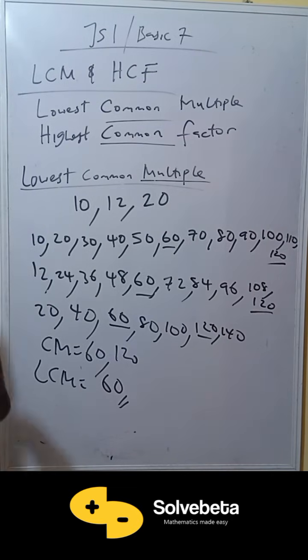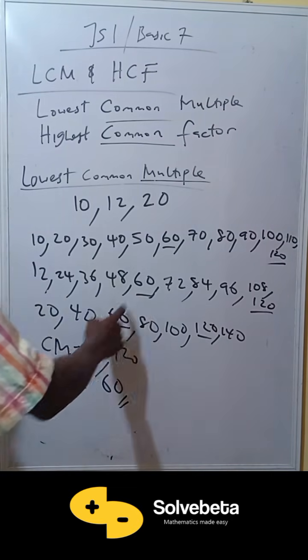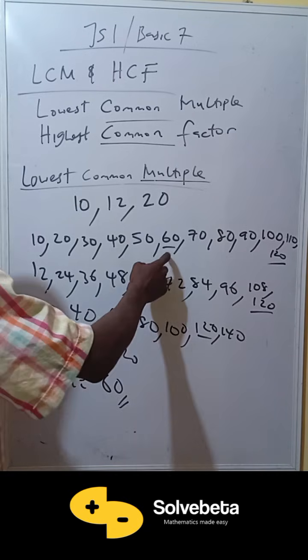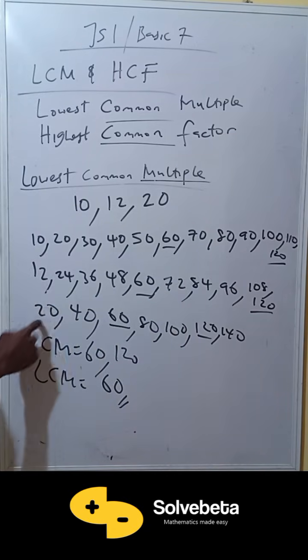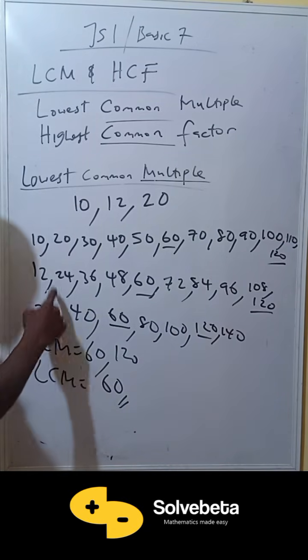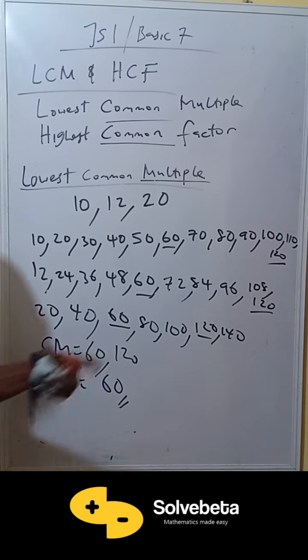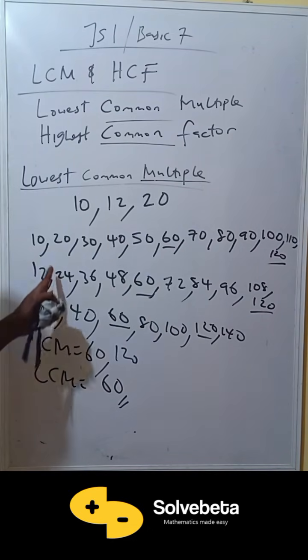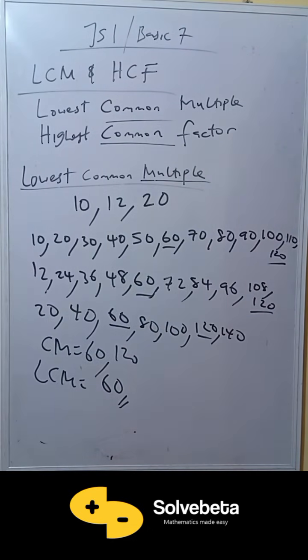Now, if 60 is a common multiple of these three numbers, it means that any product of 60 is also a common multiple of these. What do I mean? Let me phrase it well.